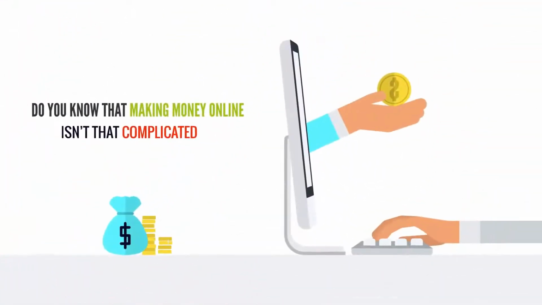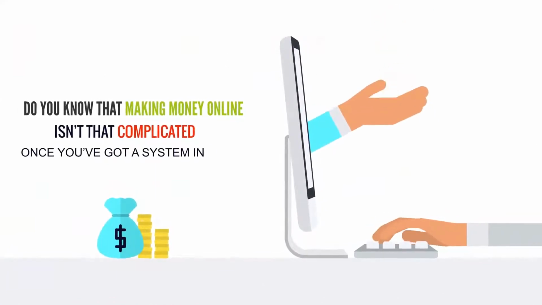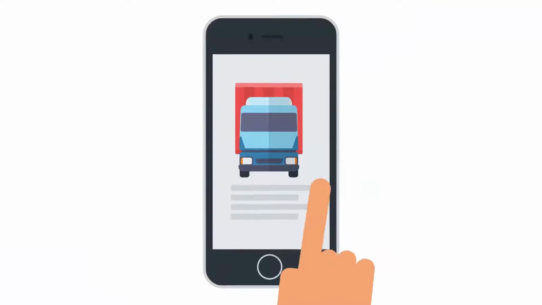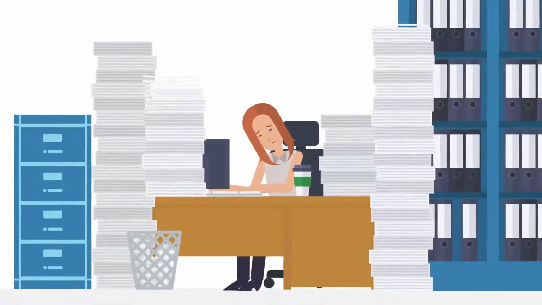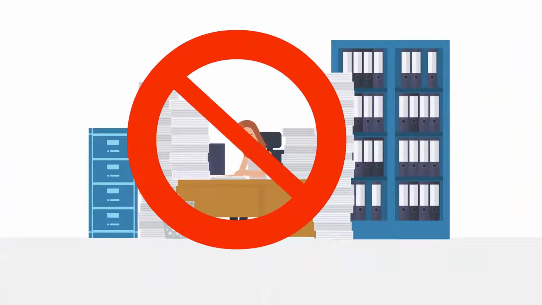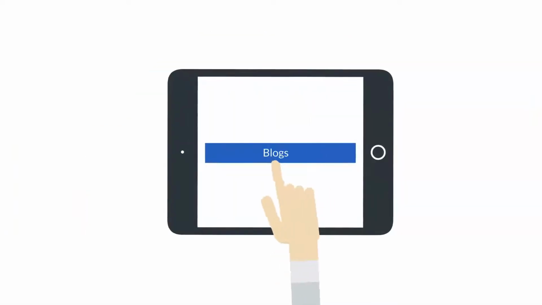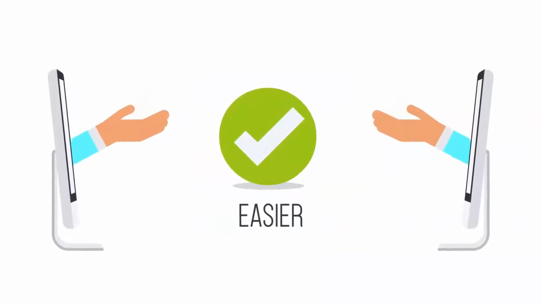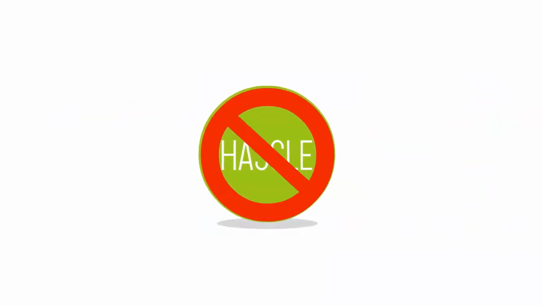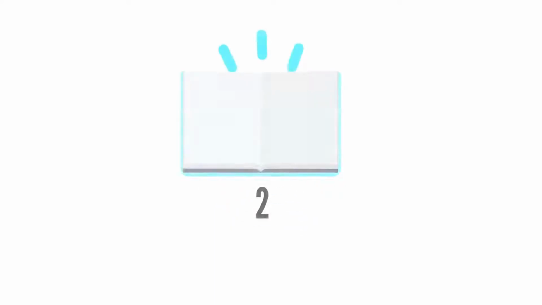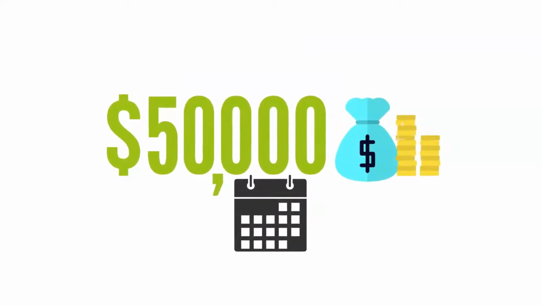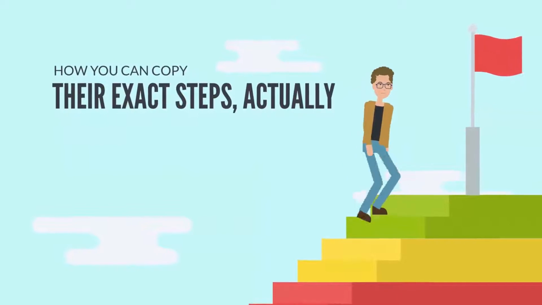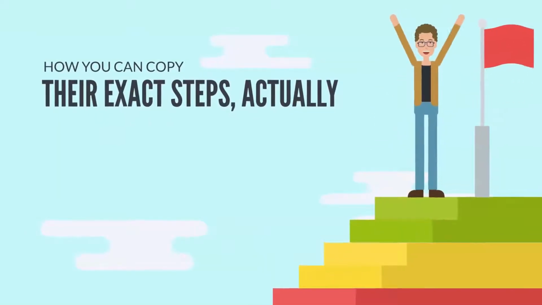Do you know that making money online isn't that complicated once you've got a system in place? Now, if you're anything like I was, you're probably bouncing around from product to product, trying something new, but never getting anywhere with it. This may include blogs, reviews, videos, paid traffic, social media, the list goes on. Well, there is a much easier way to make money online without all that hassle, and I want to show you exactly how. This is the story of how two affiliate marketers went from $0 to $50,000 per month and how you can copy their exact steps. Actually, they will just give you the exact steps completely done for you.